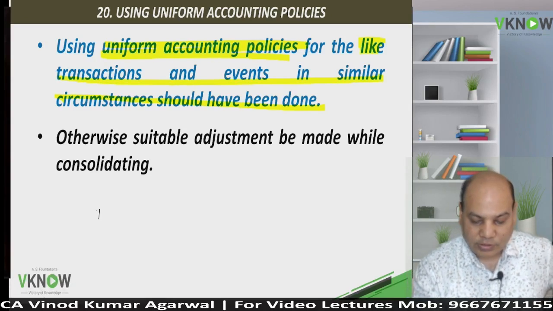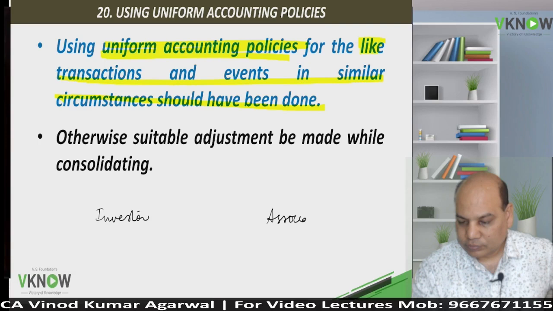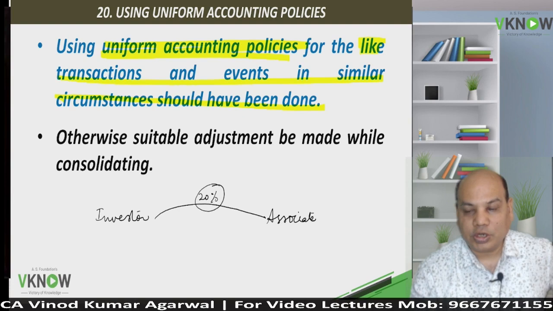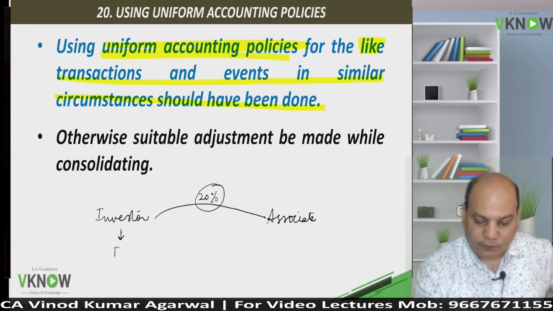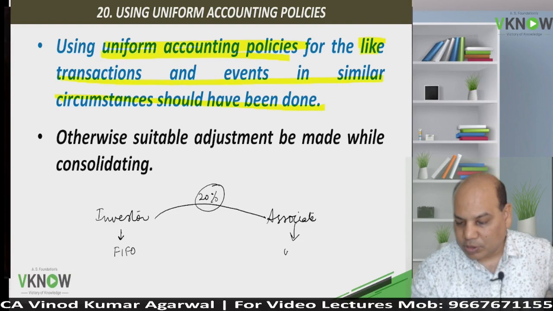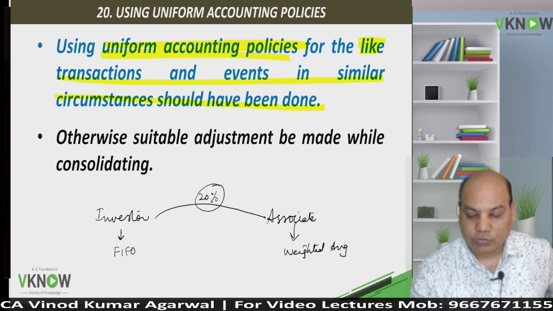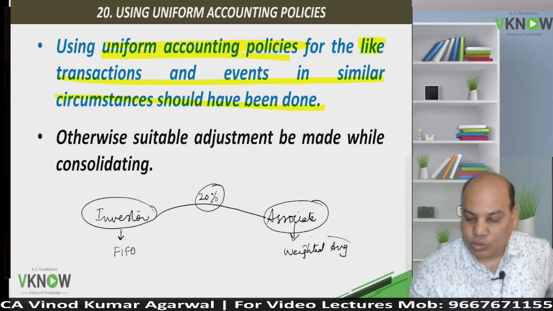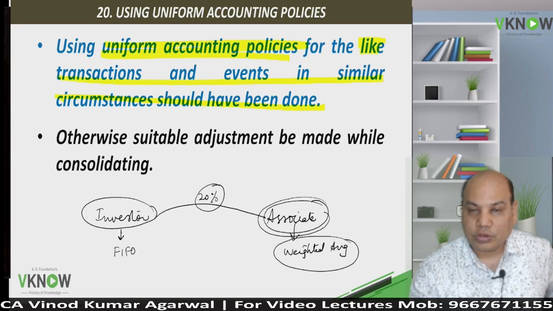Okay, you are an investor. There is an associate. You are only holding 20% share in the associate. You are following the FIFO method. The associate may be following the weighted average method for inventory valuation. The investor would request the associate, can you follow the FIFO method? But the associate will say no. There are other shareholders holding 80%. They have asked me to follow the weighted average method.